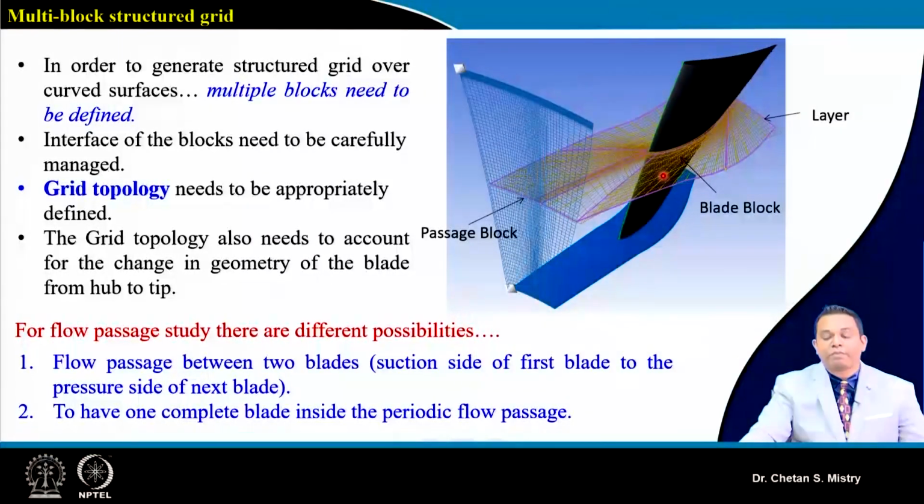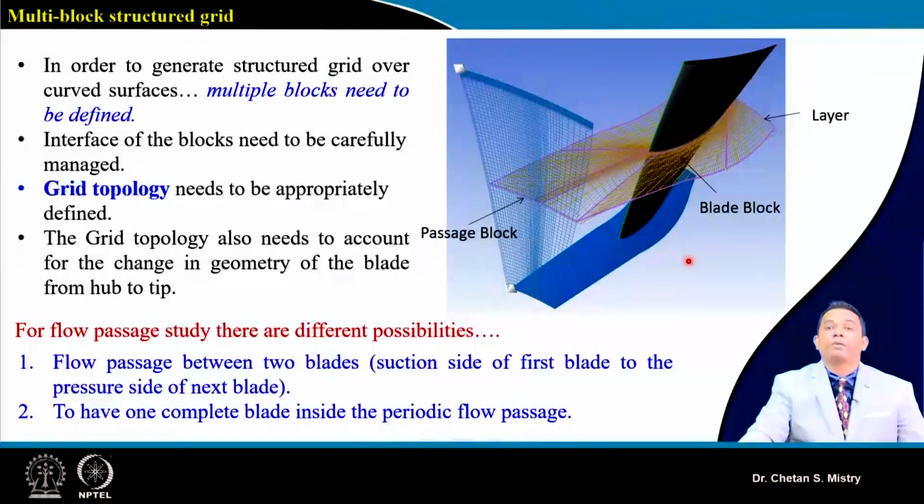There is one more possibility, in which you can make your blade passage on one of the sides. Suppose on the left-hand side you take your pressure surface or suction surface, and on the right-hand side you take the pressure surface and suction surface. So the flow within the blade passage can also be analyzed. Now it's your choice how you want to do the analysis. This is very important.